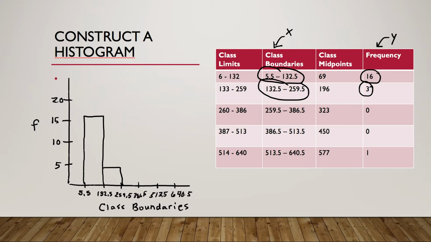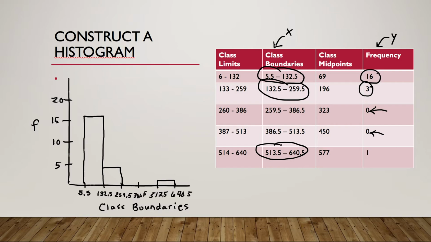For my third class, note that it has a frequency of 0, as does the fourth class. So for both of these classes, we're not going to be able to see a bar because the bar would have no height to it. All right, so essentially we're going to skip those two, and then we're going to move to our last one, which will be 513.5 to 640.5, and that bar goes up to 1. So I'm going to start at 513.5 and go over and end it at 640.5. All right, so in doing so, we've now drawn our histogram for our frequency distribution.